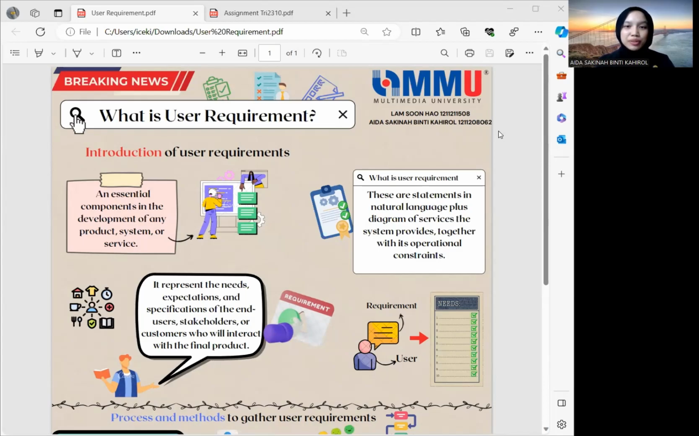121.208062. And for the assignment, I will be presenting on what is user requirement. First of all, I would like to begin with giving an introduction of what is user requirement.